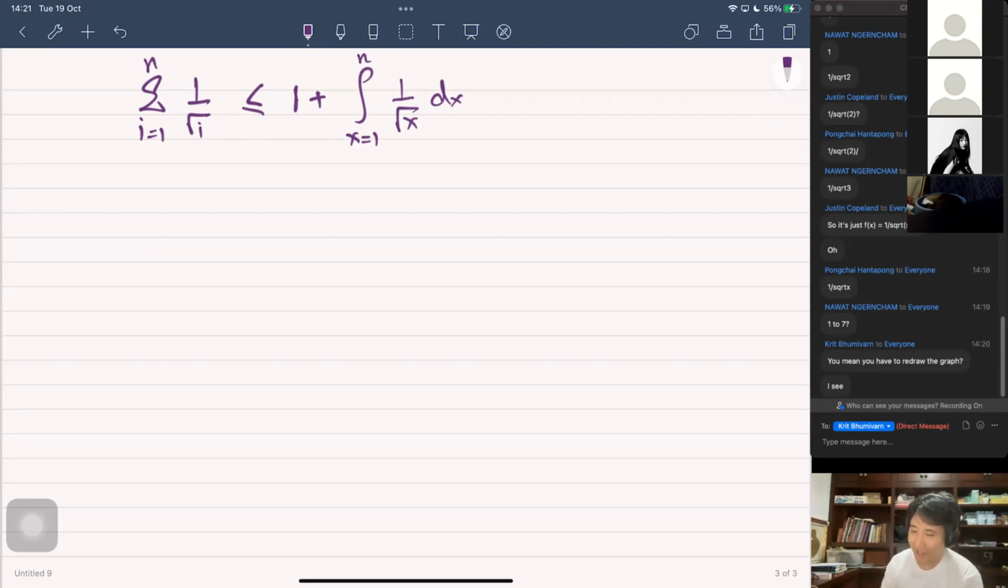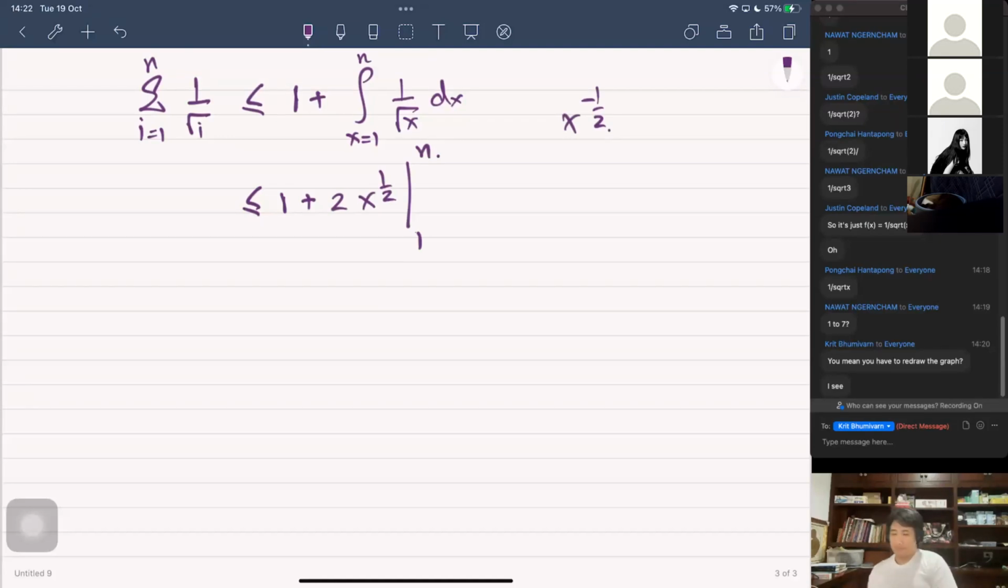Okay, the right hand side we can calculate easily. So this is our upper bound. It's going to be less than or equal to 1 plus, what is this? Minus a half. Wait. No. What do you get? So it's x to the minus 1/2. So add 1. So it's going to be 2 x to the 1/2, from 1 to n. Did I screw things up? I did not, right? Which is equal to 1 plus 2 times square root of n, minus 2.